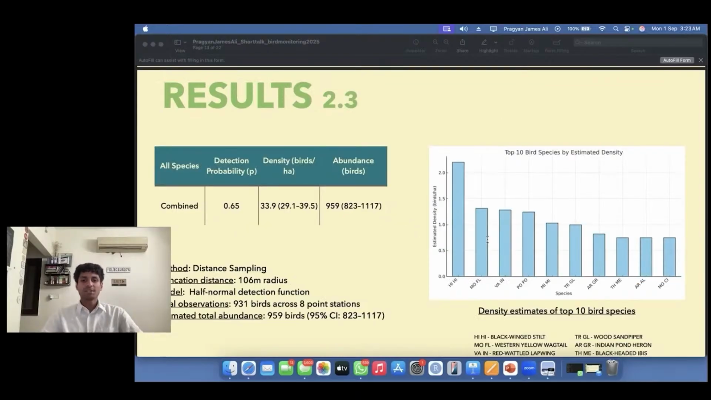Diving deeper into the distance sampling data, I calculated the detection probability, density, and abundance of the birds there. The probability of detection is 0.65 and the density of birds per hectare is approximately 34. After running all the data through R, I found the density estimates of the top 10 birds, which we can see in the plot on the right. We can see that the blackwing still leads the pack from the front.